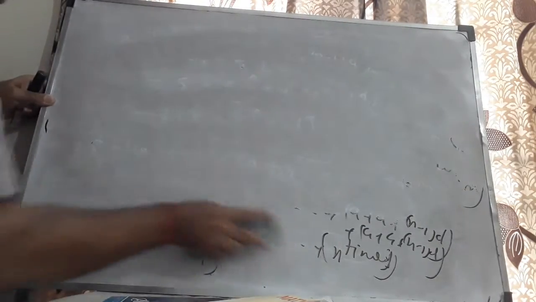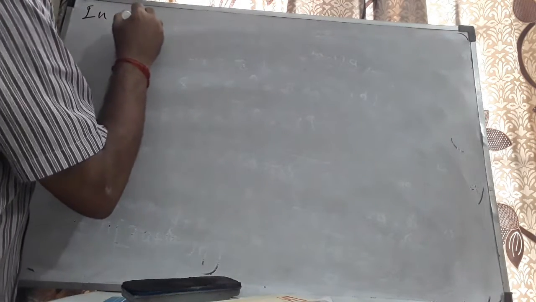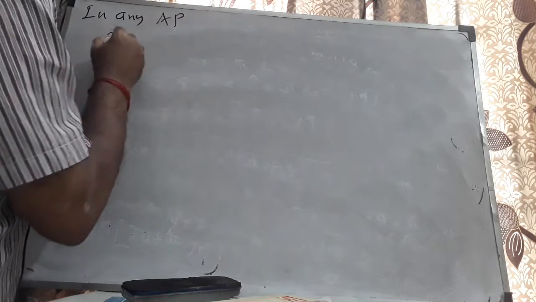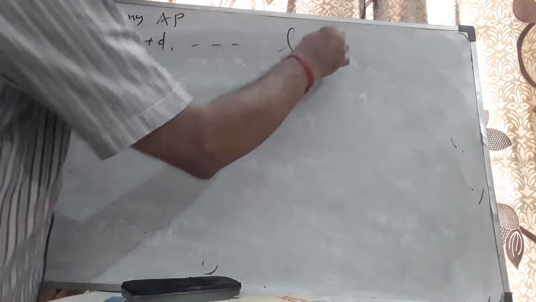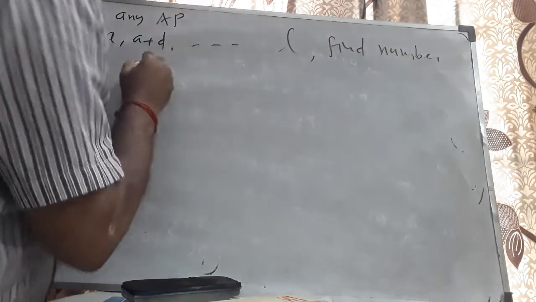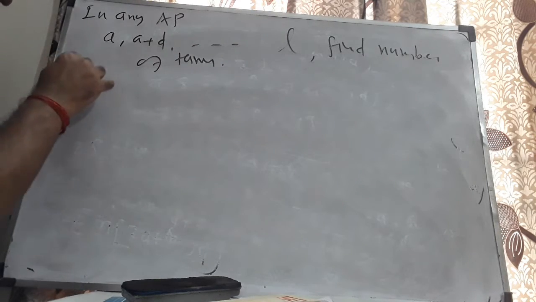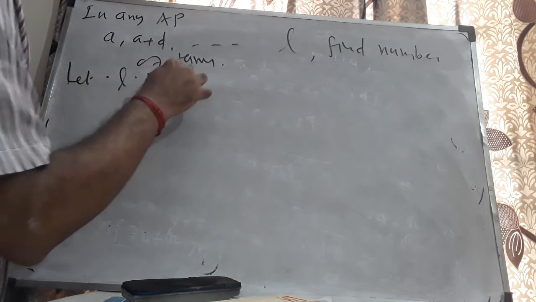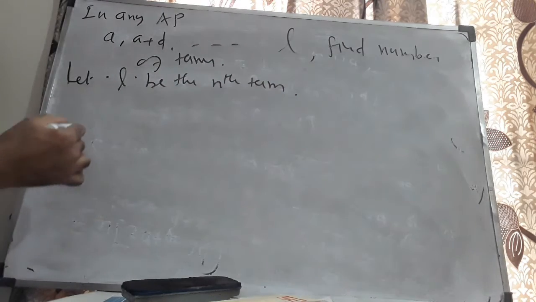Just listen carefully. One more formula. In any AP, a, a plus d, and so on, up to the last term L, find the number of terms. Listen carefully. Let L be the nth term.